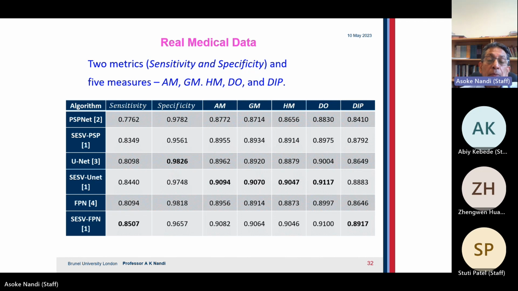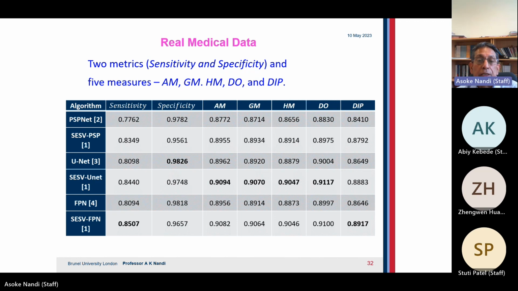And so again, with AM, if we look down, this is the best result. And GM, that's the best. HM, that's the best. DO, that's the best. So according to these four, this algorithm is the best, these solid black ones. But when you look at DIP, the largest one is here, and according to DIP, that's the best. So if one made a decision in the published paper, that's the best algorithm. It's not the best algorithm. This is the best algorithm. So we made a mistake in the final decision.